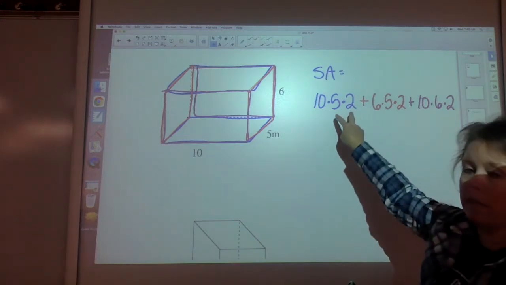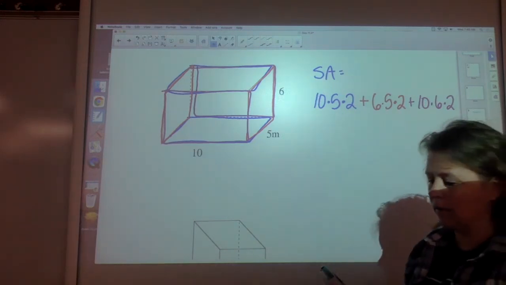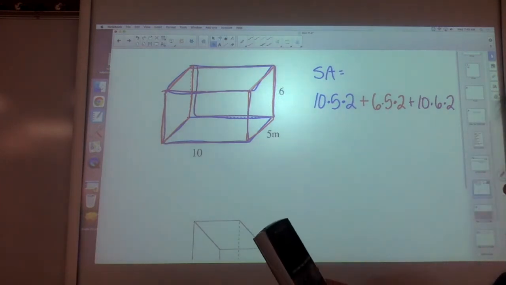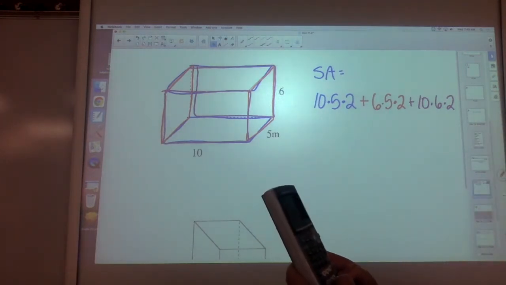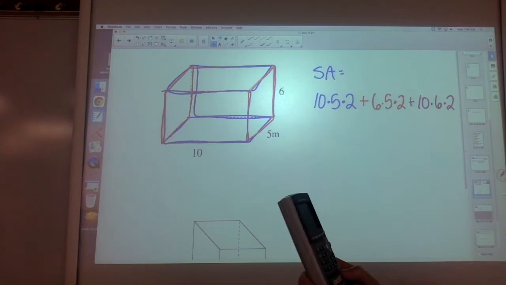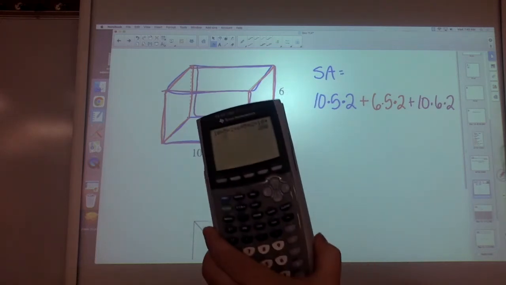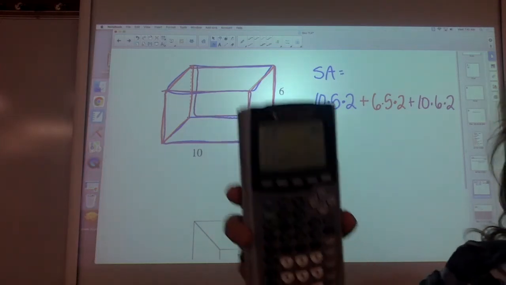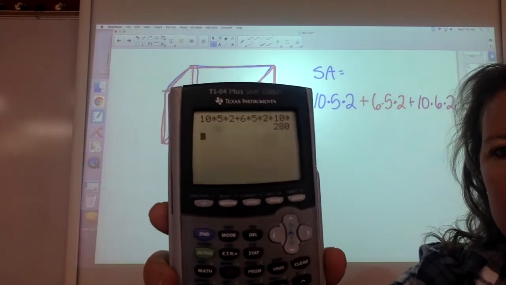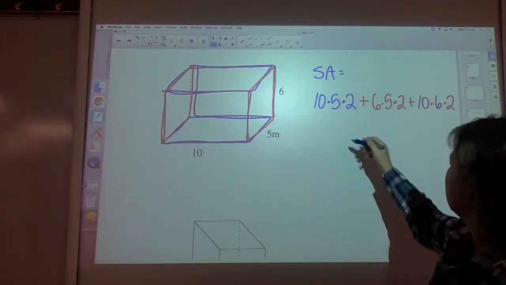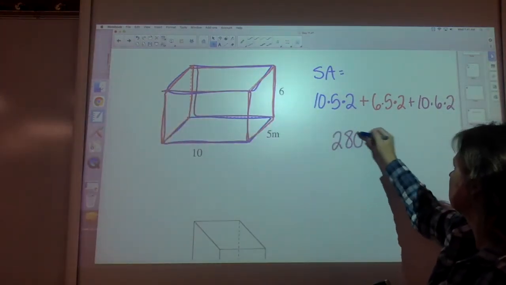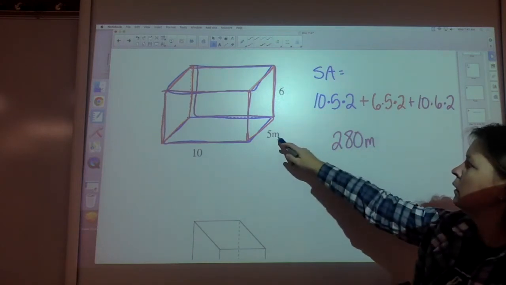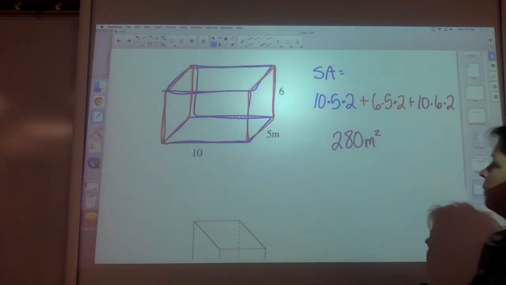I don't want you to calculate this, then calculate this, then calculate this. You're typing in 10 times 5 times 2 plus 6 times 5 times 2 plus 10 times 6 times 2 equals 280. I never hold this straight, sorry. 280, and it's meters squared.